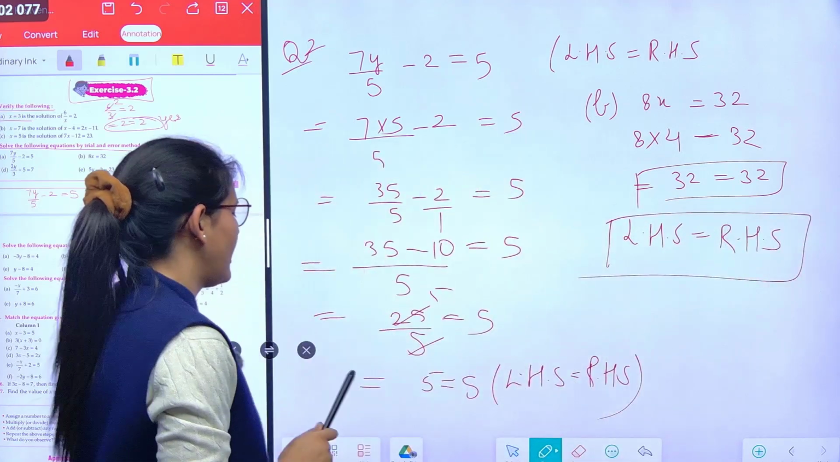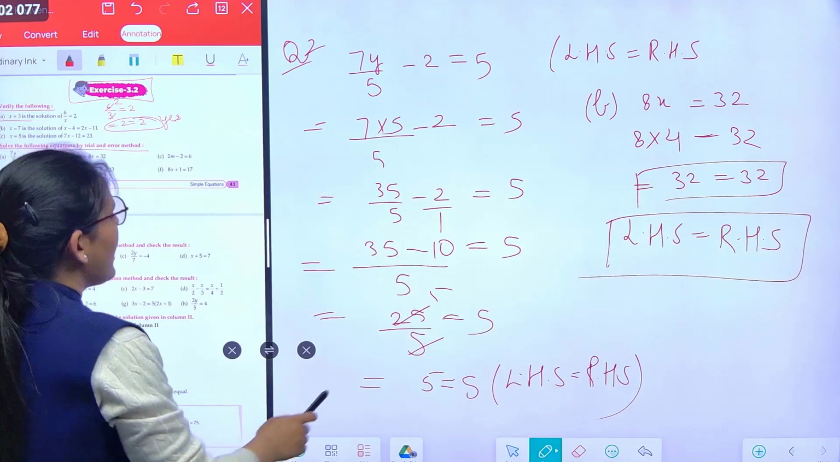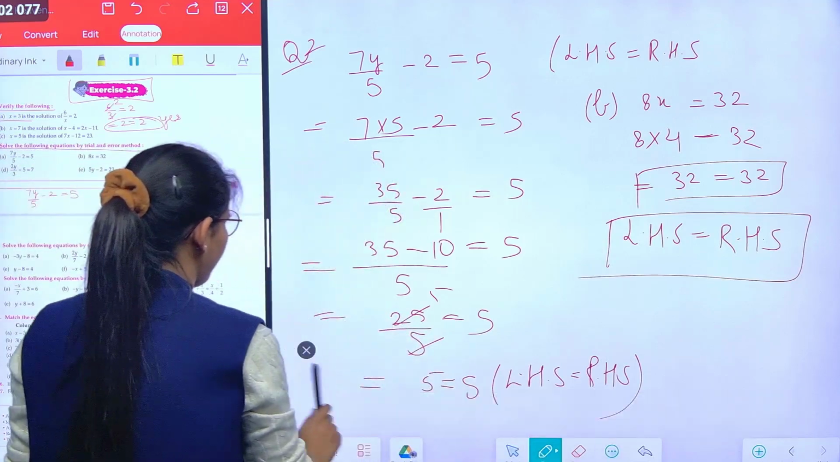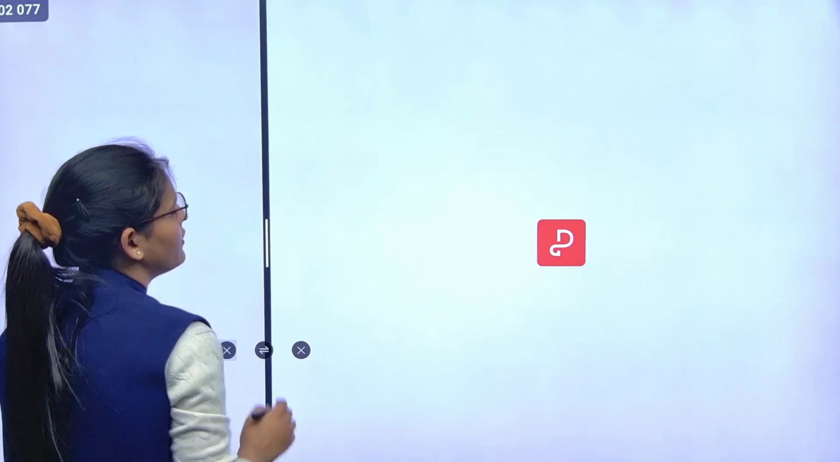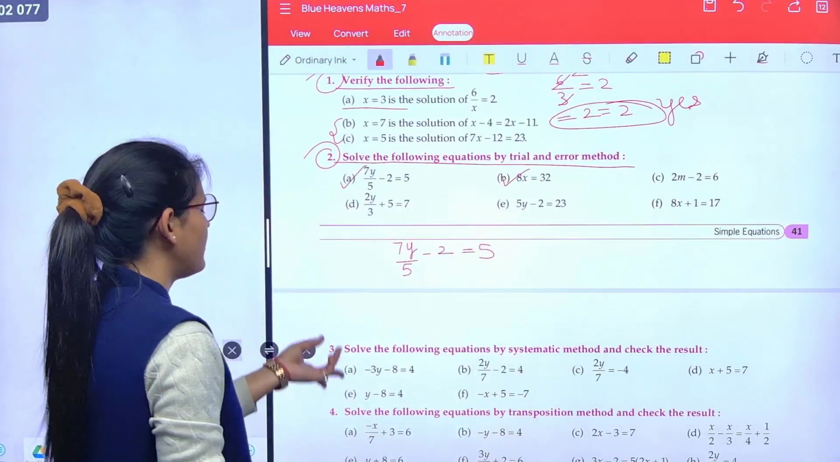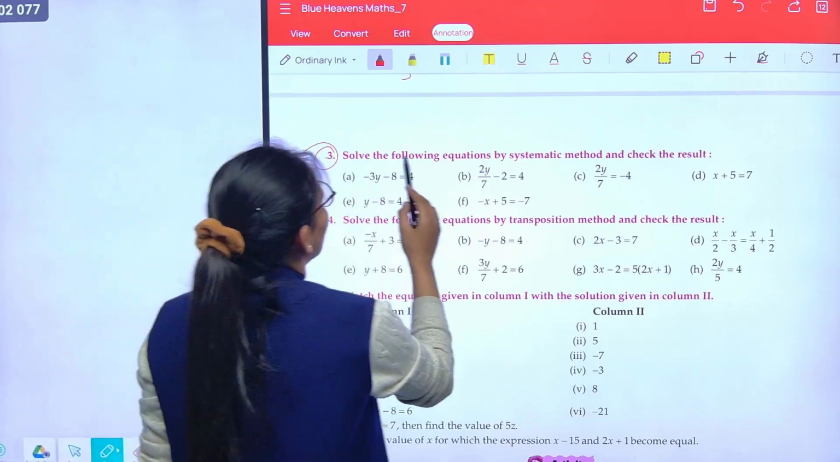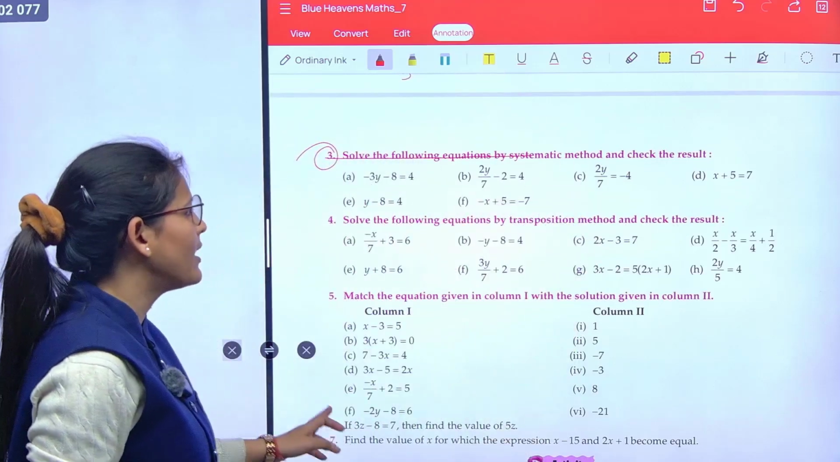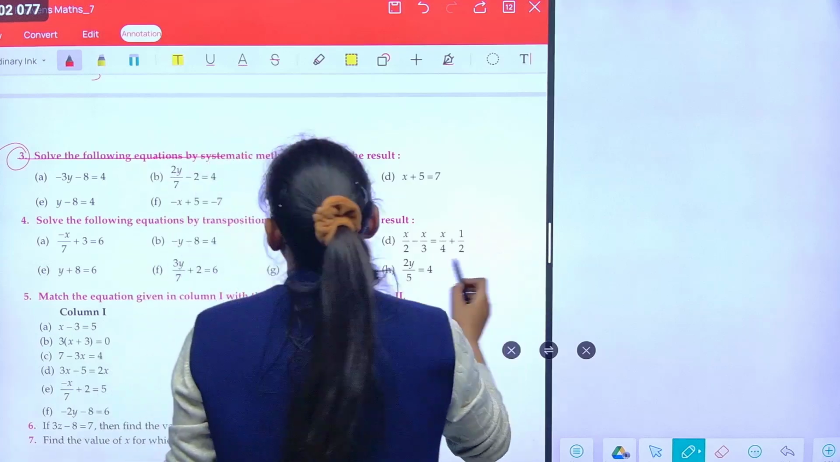Understand class? This was our trial and error method. Now rest of the class, A and B part is done. Rest of the parts do yourself. Come on, question number 3. Solve the following equation by the systematic method and check the result. Now class.